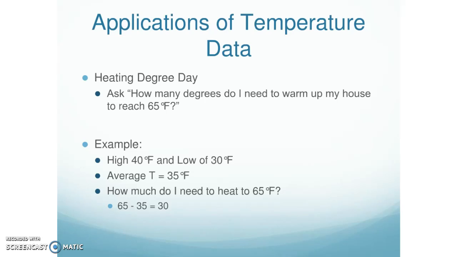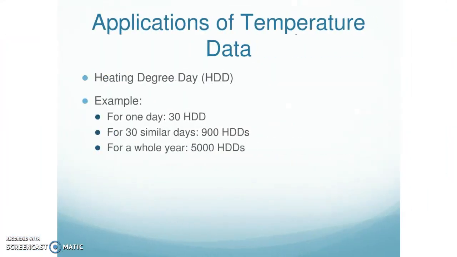So the easiest way to do this is take the average temperature. So if your high is 40 and your low is 30, take the average, the number right in the middle, 35 degrees. Now, I need to increase my temperature from 35 to 65. That is a difference of 30 degrees. So I have to increase my temperature by 30 degrees. Therefore, it is a 30 heating degree day.